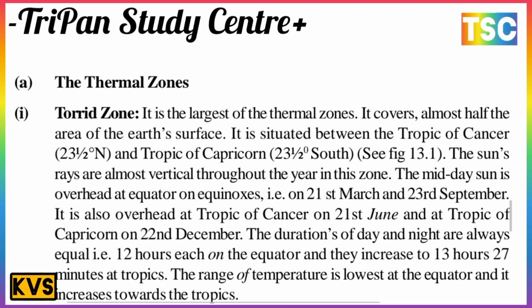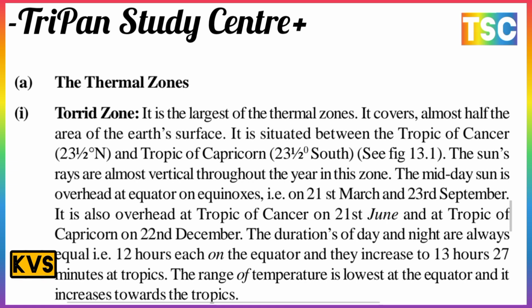It is the largest of the thermal zones. It covers almost half of the area of the earth's surface. It is situated between the Tropic of Cancer, 23½ degrees north, and the Tropic of Capricorn, 23½ degrees south. The sun's rays fall almost vertically throughout this zone, and the midday sun is overhead at the equator on 21st March and 23rd September.